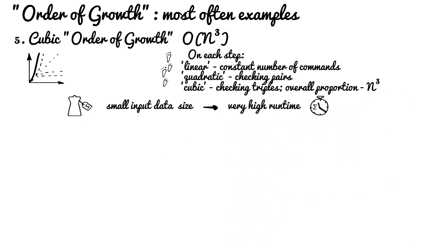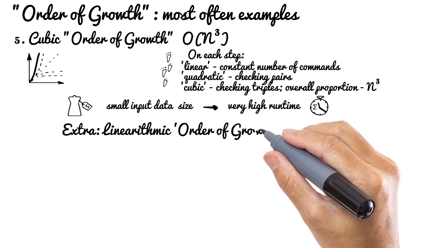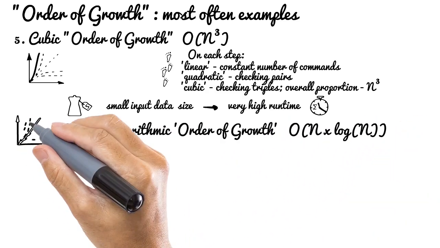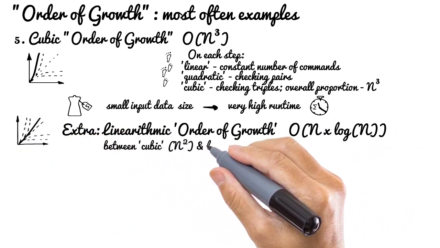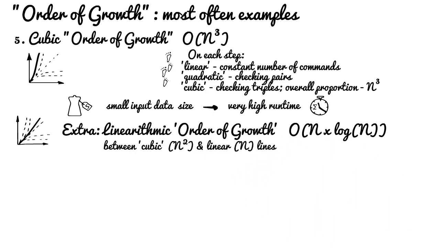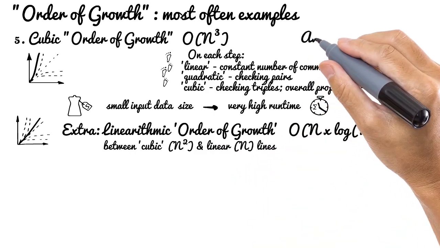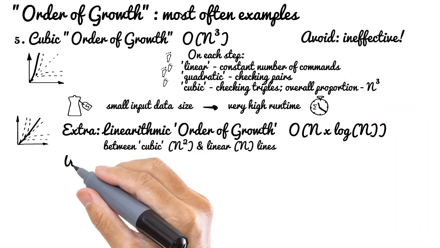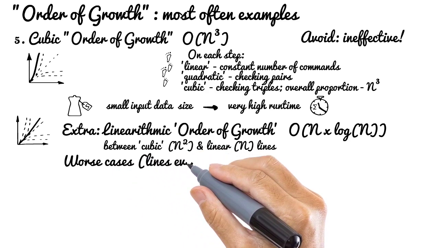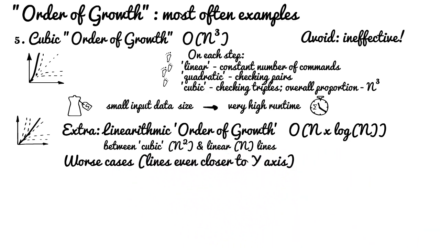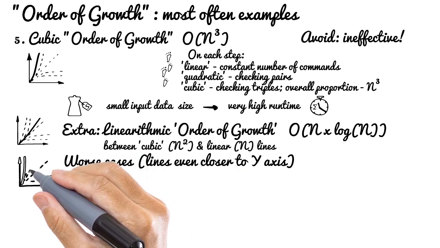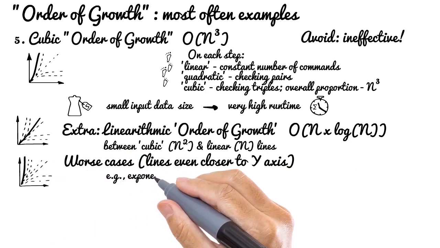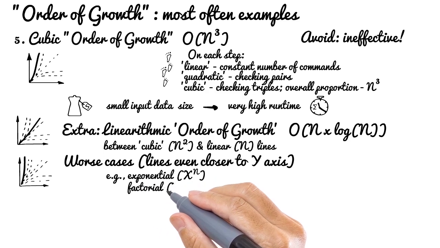These are the main lines and order of growth classifications. Additionally, they also introduced the linearithmic classification, O n log n, with the line somewhere between quadratic n power by 2 and linear n. Cubic order of growth is something that you need to avoid. It belongs to ineffective types of algorithms. There might be even worse cases. There are lines on our diagram that can be even closer to the y-axis. Mathematical functions for them, for example, can be exponential, x power by n, or factorial, n factorial.